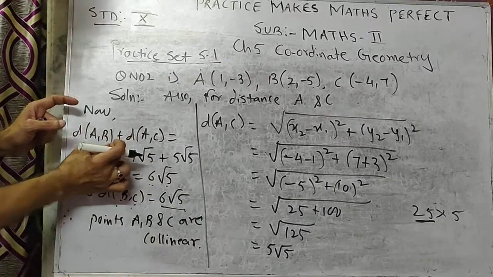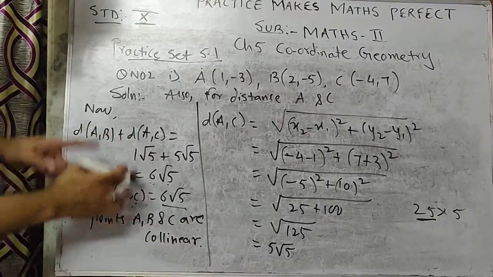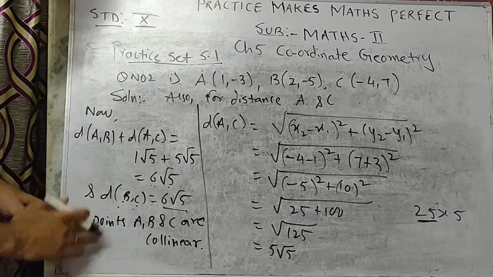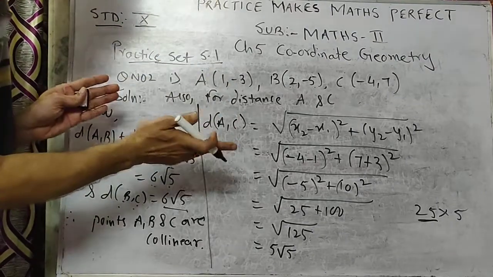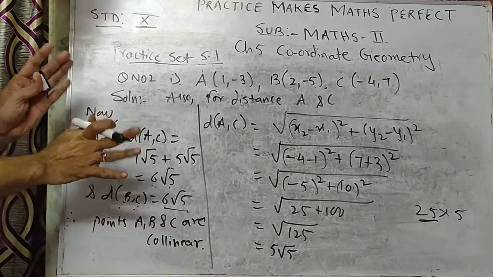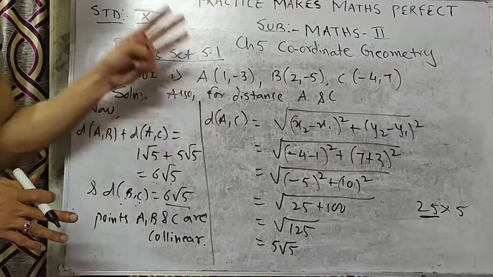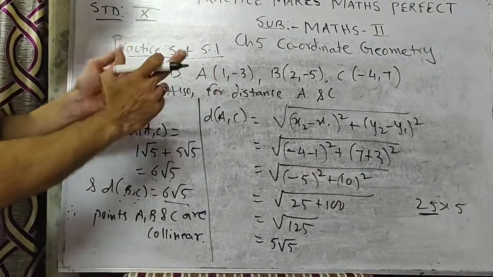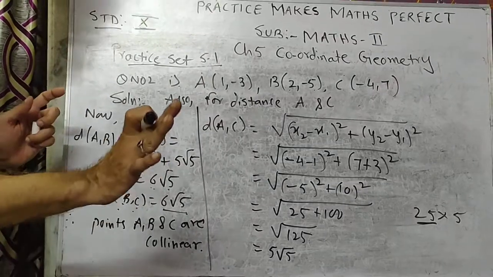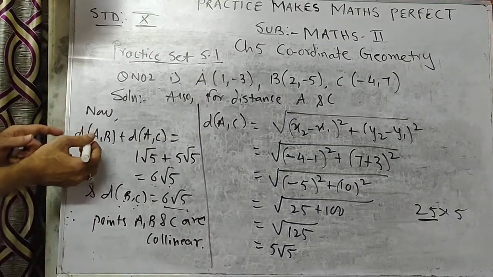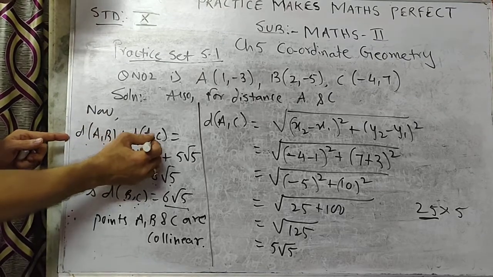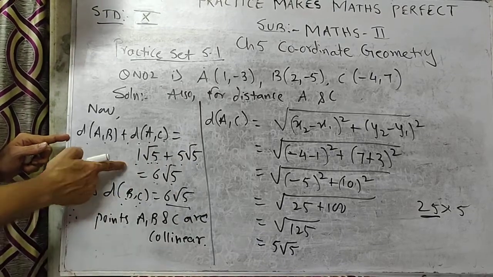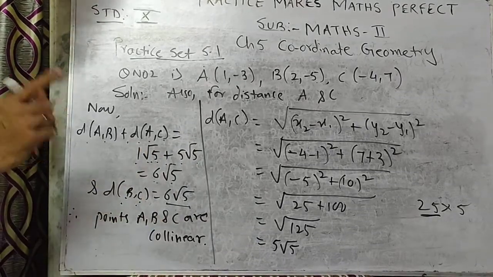So sum of the two is equal to the third. If you are getting like this, sum of the two is equal to third, then only the points are collinear. Any two you plus, and you should get the third one, because total we are solving 3 times, we are using it 3 times. If you are getting this, then the points are collinear. So here you can see distance A comma B plus distance A comma C: root 5 is 1 root 5 plus 5 root 5, so 6 root 5. 6 root 5 is equal to 6 root 5. So points are collinear.